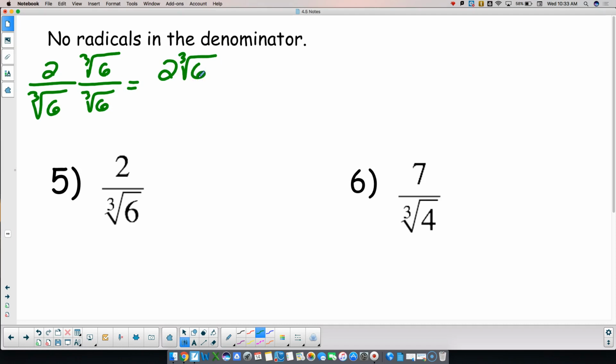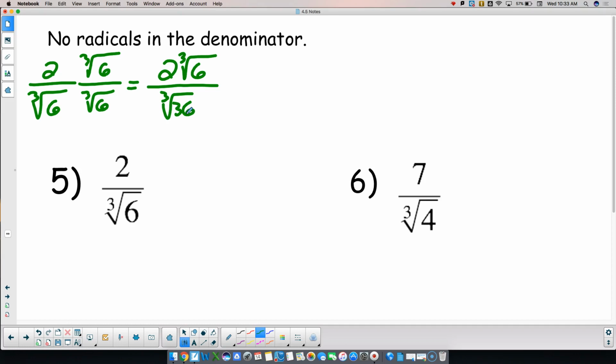Do we all agree with that on top? On the bottom, I get the cube root of 36. And does that show up in my cubic column here, or that one that we wrote down? It doesn't show up. So that doesn't do me any good.